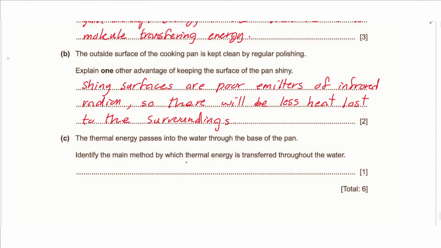Question C says the thermal energy passes into the water through the base of the pan. Identify the main method by which thermal energy is transferred through the water, which is a liquid. So the main heat transfer method for liquids or gases, that's convection. This is the fastest way through liquids and gases.